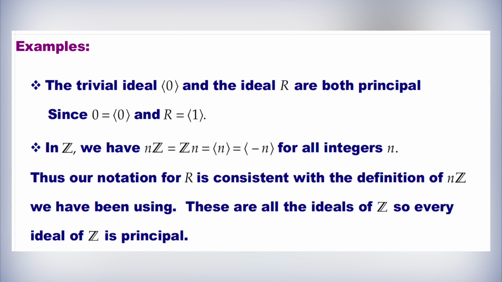Example 1. The trivial ideal generated by 0 and the ideal R are both principal, since the trivial ideal is equal to the ideal generated by 0 and R is equal to the ideal generated by 1. In Z, we have nZ equals Zn, which is equal to the ideal generated by n, which is equal to the ideal generated by minus n, for all integers n. Thus, our notation for nZ is consistent with the definition of nZ we have been using. These are all the ideals of Z, so every ideal of Z is principal.